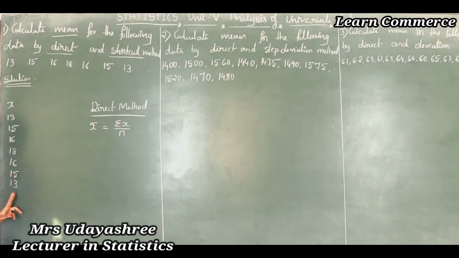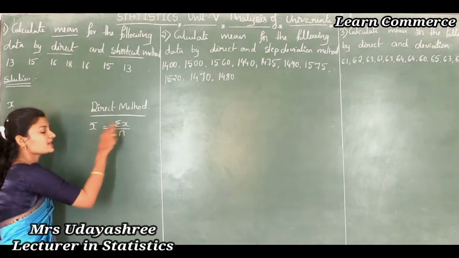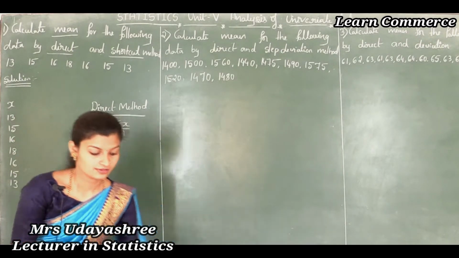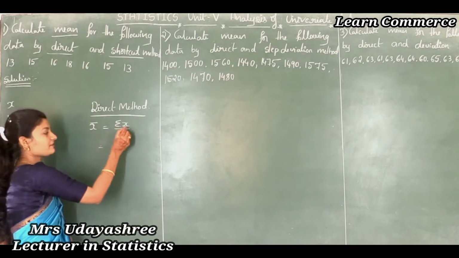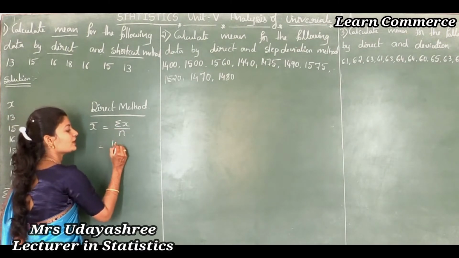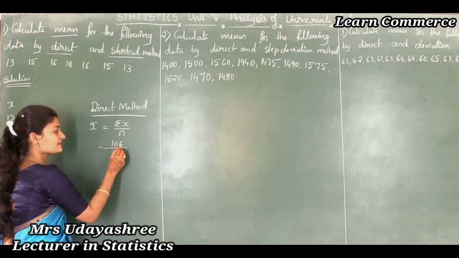So here X observations are given, so we need to do the sum of X observations. The first observation is 13 plus 15 plus 16 plus 18 plus 16 plus 15 plus 13. So here the sum of X observations is 106. So summation of X is 106, and in the place of summation of X I will substitute 106.